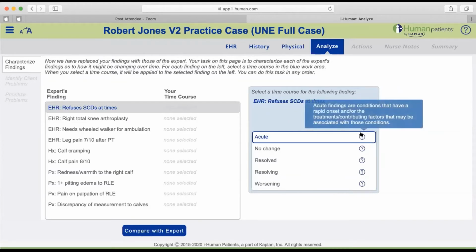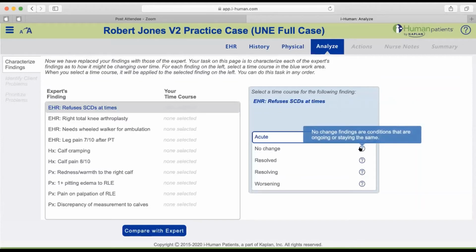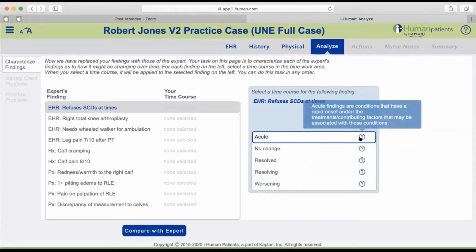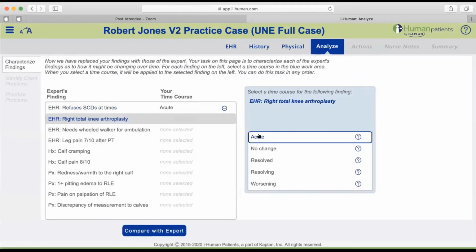Acute findings are conditions that have rapid onset and/or the treatment or contributing factors that are associated with these conditions. What am I finding right here, right now, that contributes to Robert's problem or my care? Or they might be no change or resolved. Again, your students can review the expert definitions. Refusing the SCDs, that would be acute.